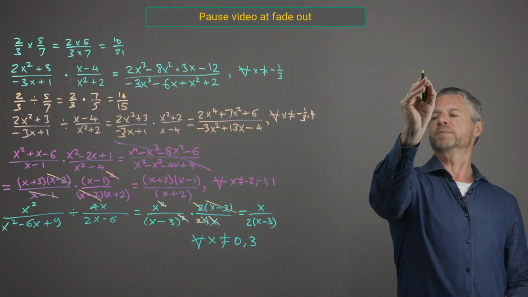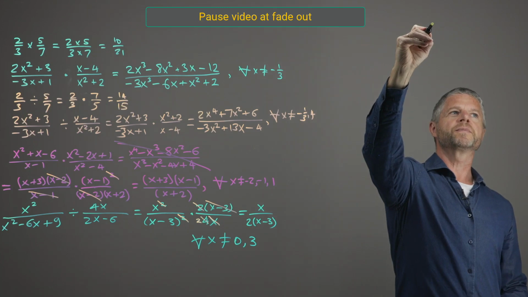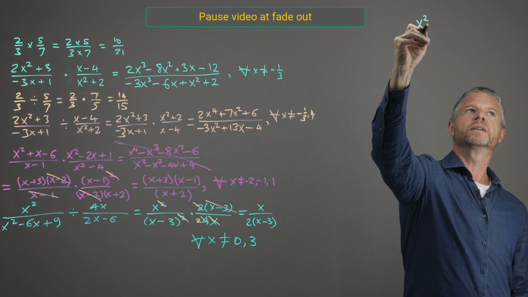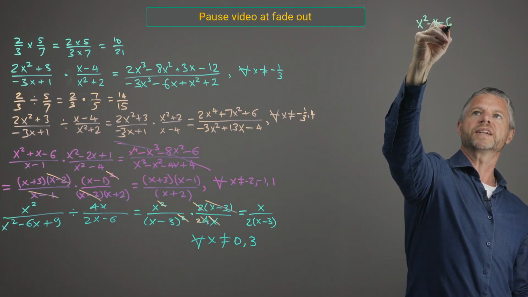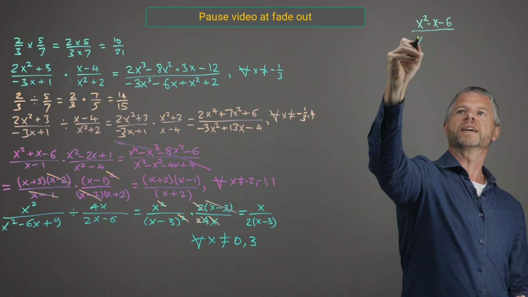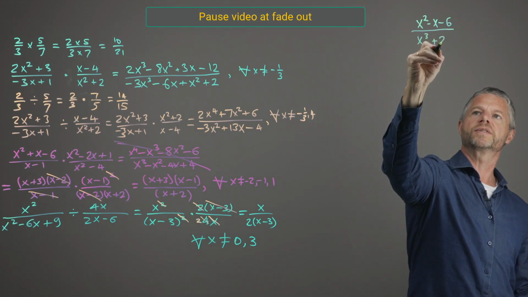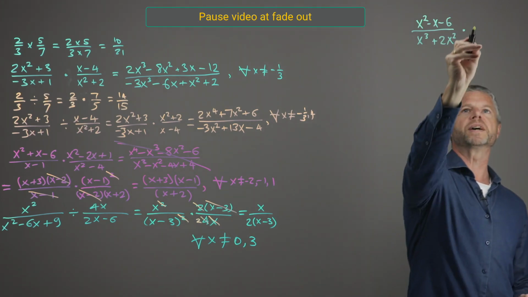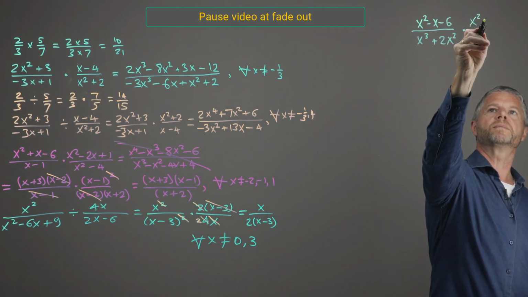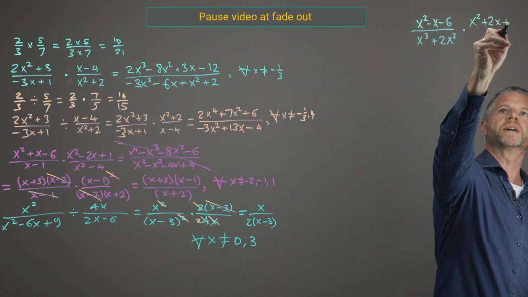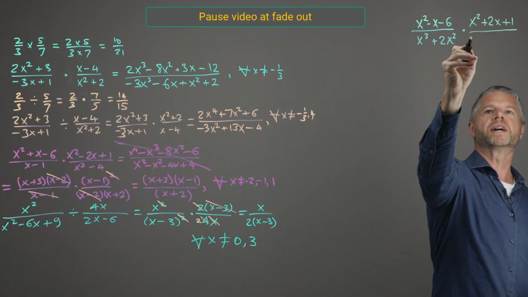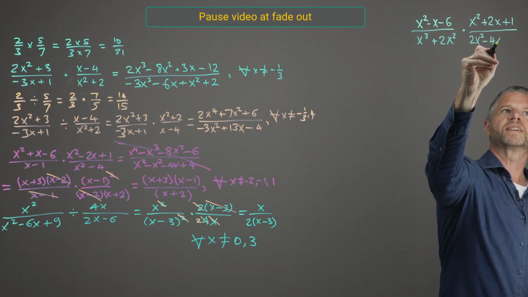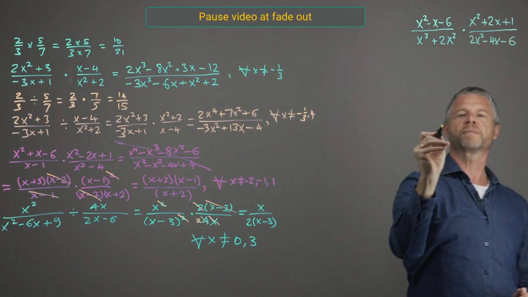So for the first example, let's do a multiplication. So let's do x squared minus x minus 6 over x cubed plus 2x squared. Let's multiply that rational expression by x squared plus 2x plus 1 divided by 2x squared minus 4x minus 6.